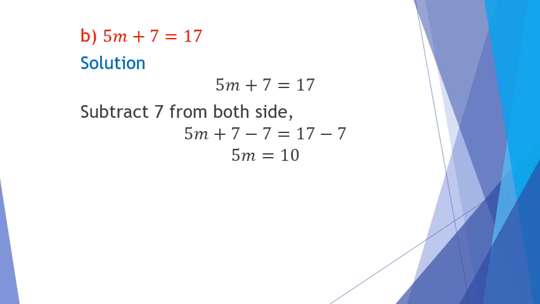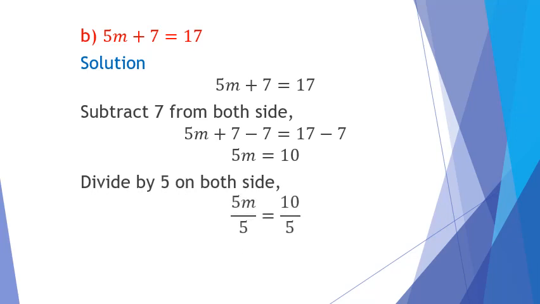Again we can separate m from 5. So we have to divide by 5 on both sides. We get 5m upon 5 equal to 10 upon 5. After cancelling, we get m equal to 2. So, m equal to 2 is the solution.